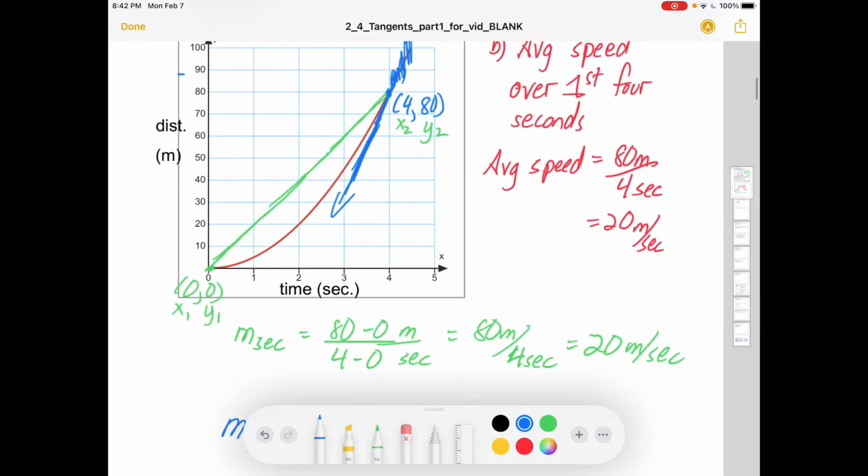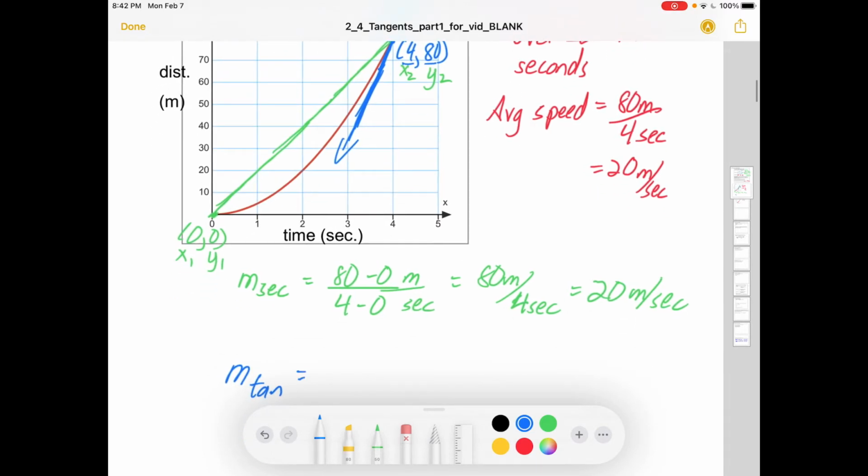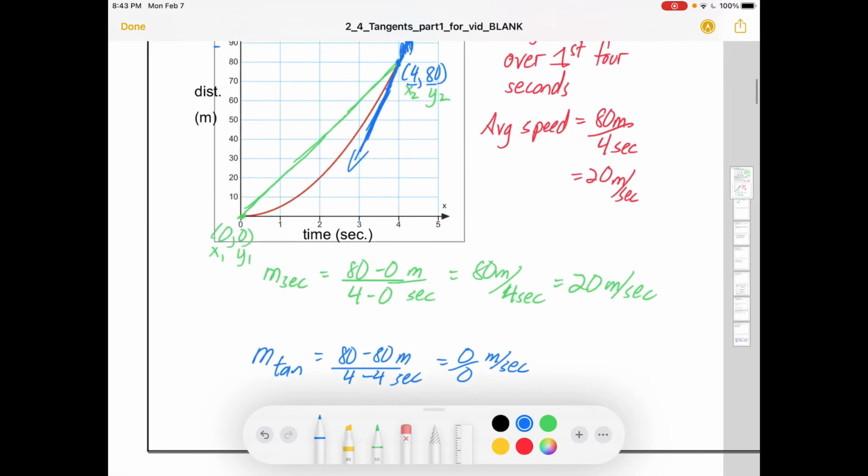Since a tangent only has one point, let's just use these numbers twice. Okay, so it'll be y2 minus y1 (I'm going to call the y1 the same thing), all over x2 minus x1, meters per second. Oh my, that gives us 0 over 0 meters per second, which is not 0, it's undefined. And we've seen some of this 0 over 0 shenanigans before. It kind of led us to limits. So, oh dear. We can't use the same point twice. That's the fundamental problem of finding a tangent slope.